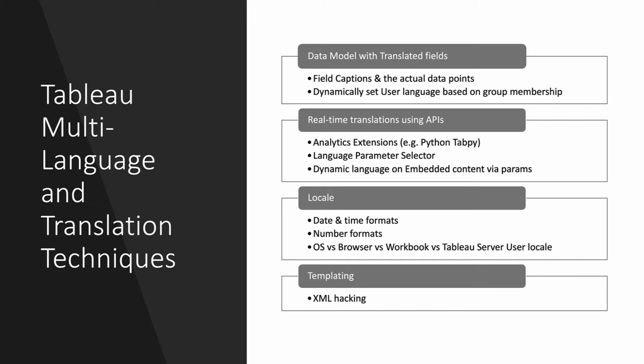So if we kick off by looking at this one, the first one is about translating data points and field captions by having some sort of translation tables ready to go that we can tap into. We can blend the data model with some ready-made translations, and then we can use the artifact of user filters in Tableau.